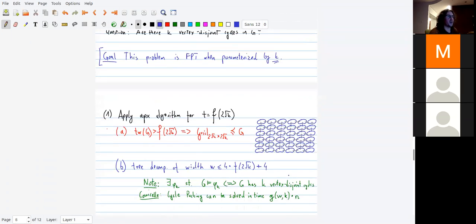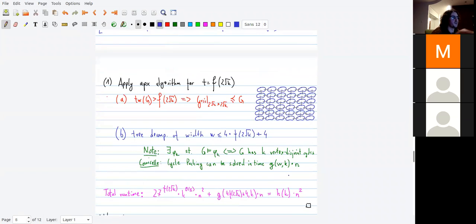So first of all, I will run my approximation algorithm for treewidth for t being this magic number, f of 2 square root k, where f is this function from the grid minor theorem.